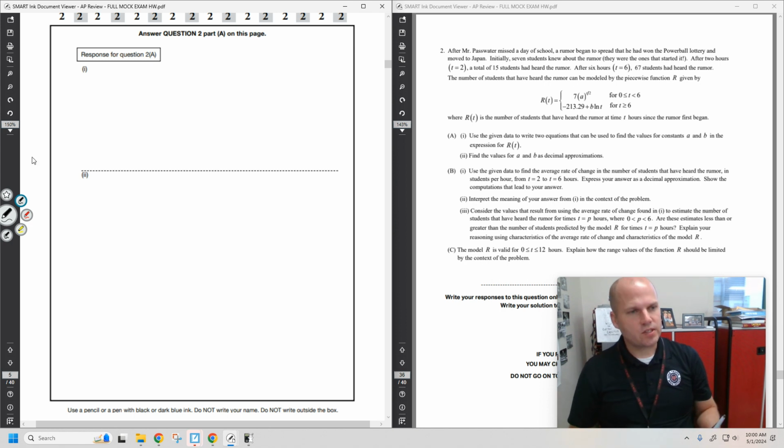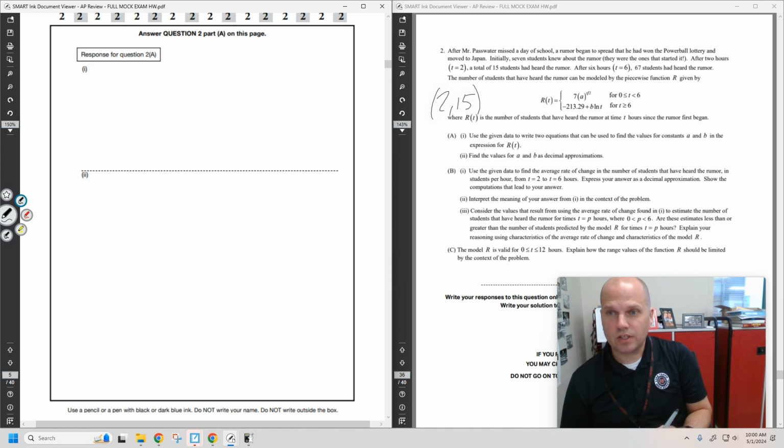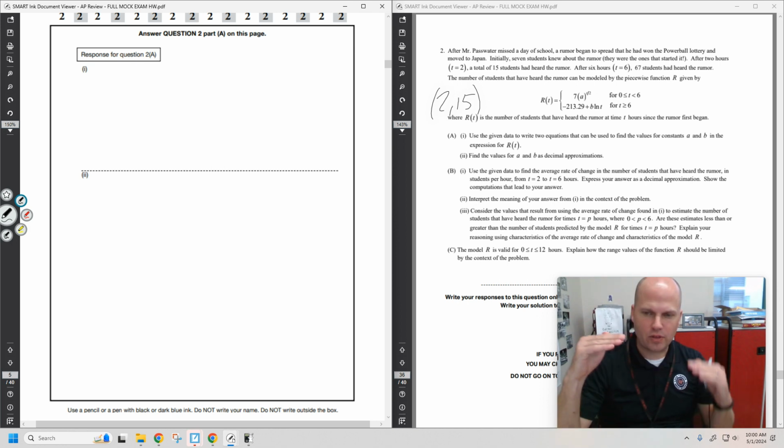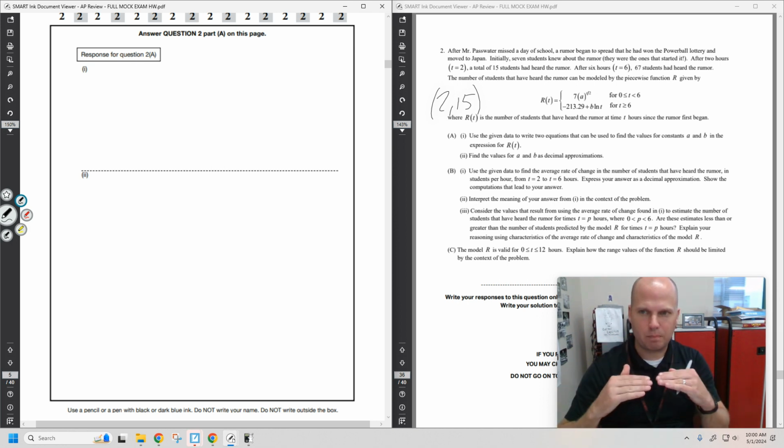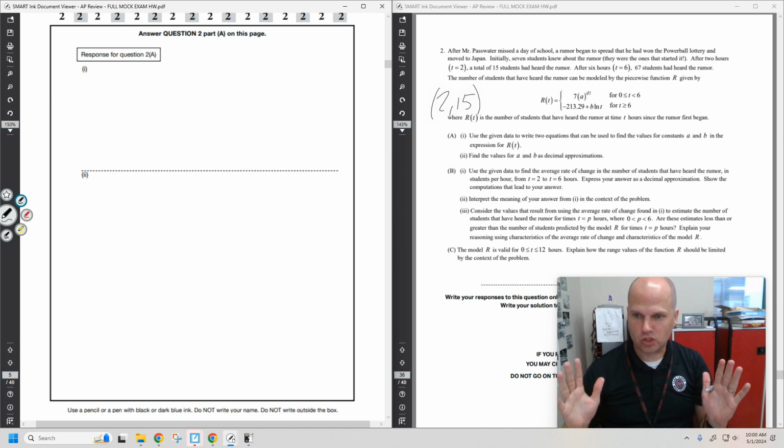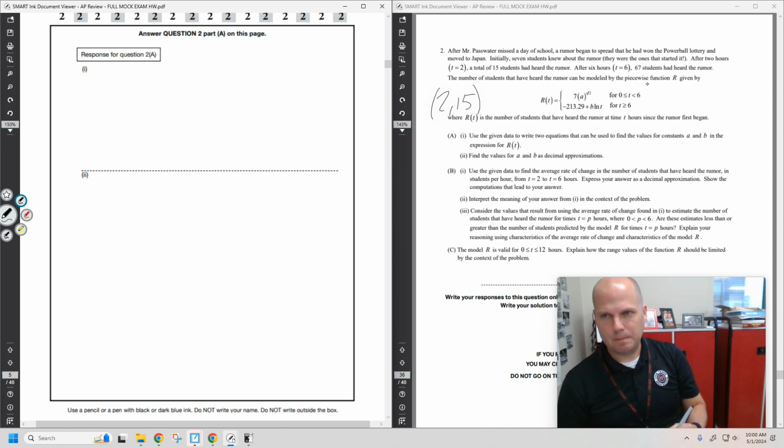So we have 2 points. It's probably good to put the points down here. After 2 hours, there's 15 students. After 6 hours, there's 67. This is not as bad as the other piecewise where one of them's a number, and you have to know that the number has to equal the bottom piece where it starts.